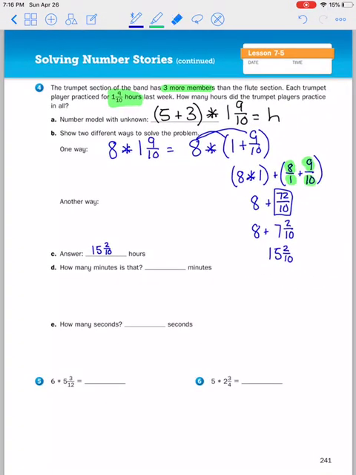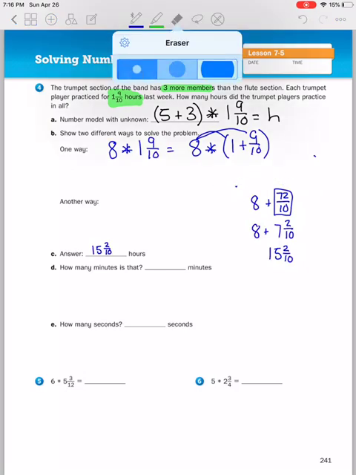Okay, so since I took up so much space, I'm actually going to erase so I could show you guys another way to solve.